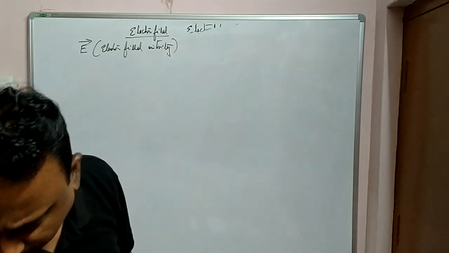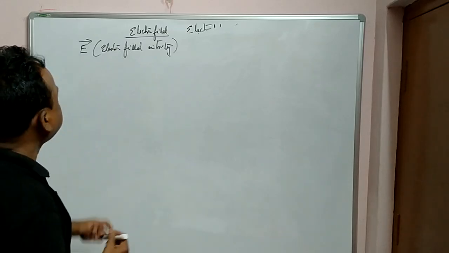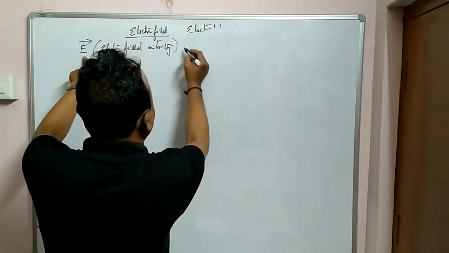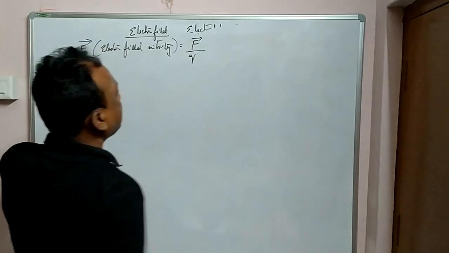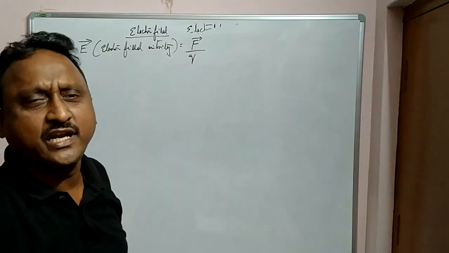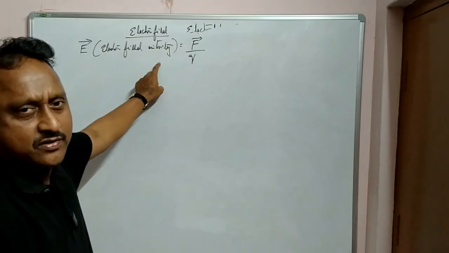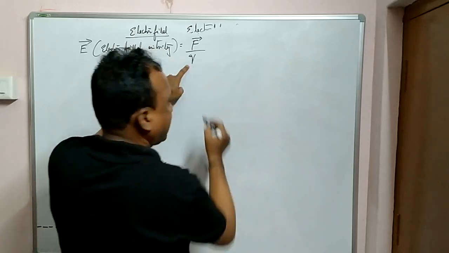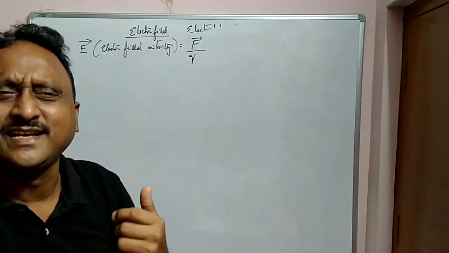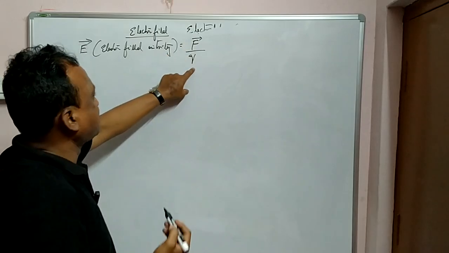Now, how to define this electric field intensity? Generally, this electric field intensity E is given by F by Q. Force acting on a unit positive charge. You can define electric field intensity as force acting on a unit positive charge or test charge. Sometimes you will also say test charge. Or force acting per unit positive charge.